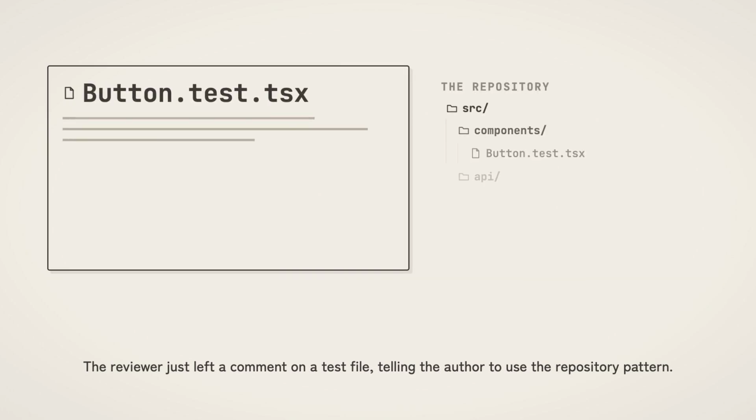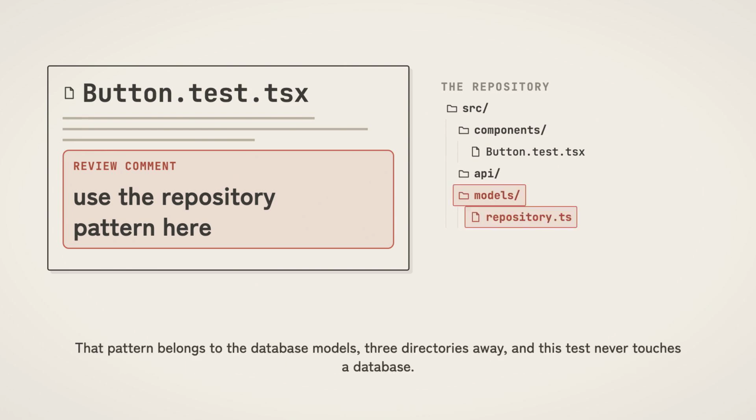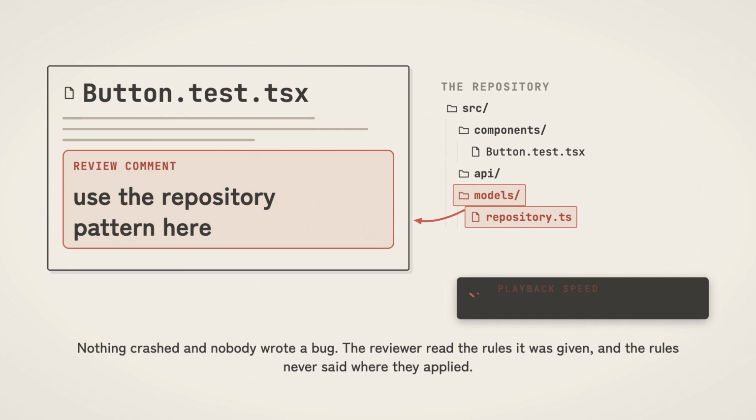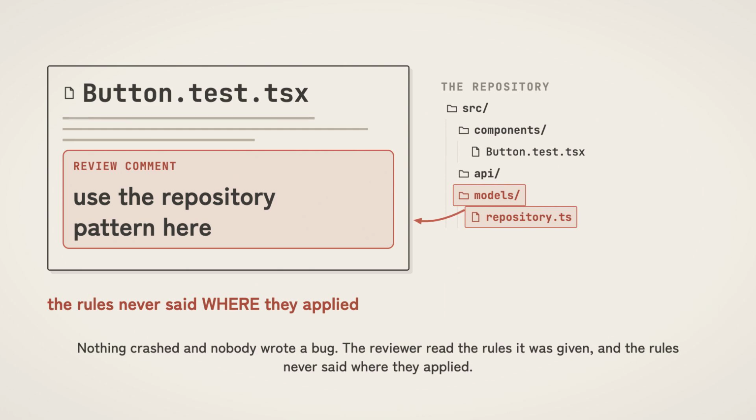The reviewer just left a comment on a test file telling the author to use the repository pattern. That pattern belongs to the database models 3 directories away, and this test never touches a database. Nothing crashed and nobody wrote a bug. The reviewer read the rules it was given, and the rules never said where they applied.